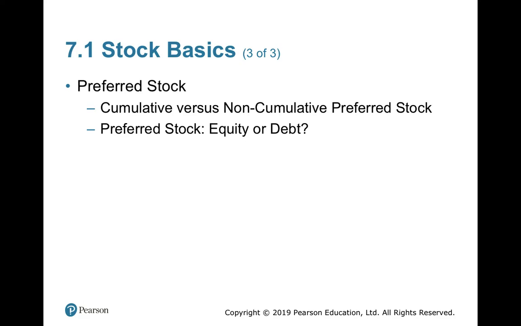Due to any reason, if not paid, not paid. It will not be paid in future. So it becomes khalli walli in that case, isn't it? So that's called non-cumulative preferred stock.